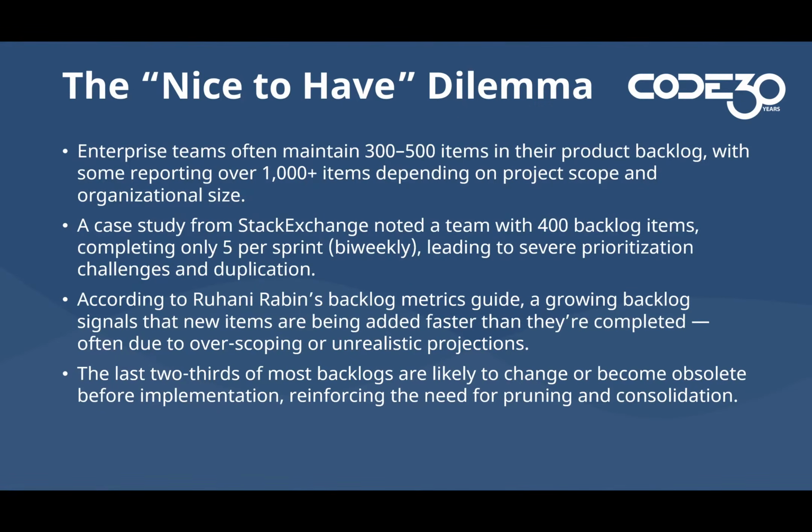Basically, we talked about enterprise teams having between 300 and 500 items in their backlog, with some reporting over 1,000 items, depending upon the scope and organizational size. So this is a huge backlog. And what I mean by the nice to have dilemma is that in all the backlogs that I've seen in my experience, you almost never get to anything that's considered a nice to have. If it's a nice to have, it goes to the bottom of the list, and it just never gets done.